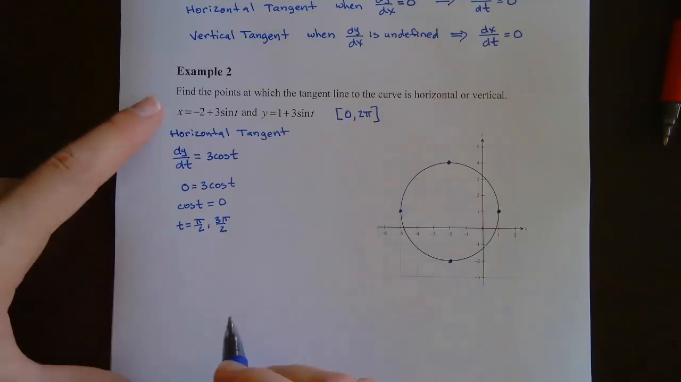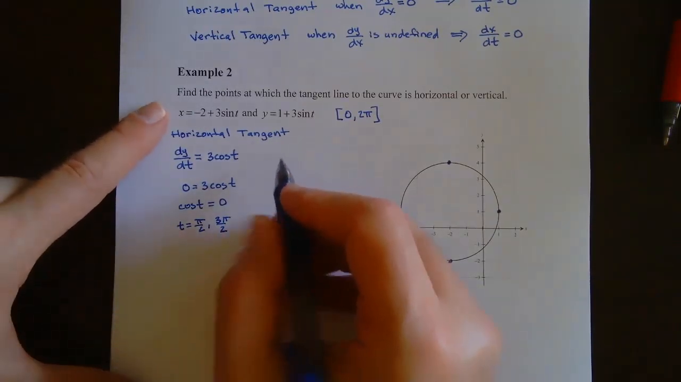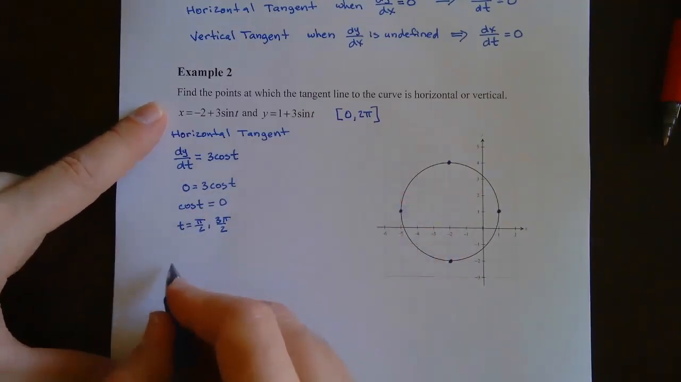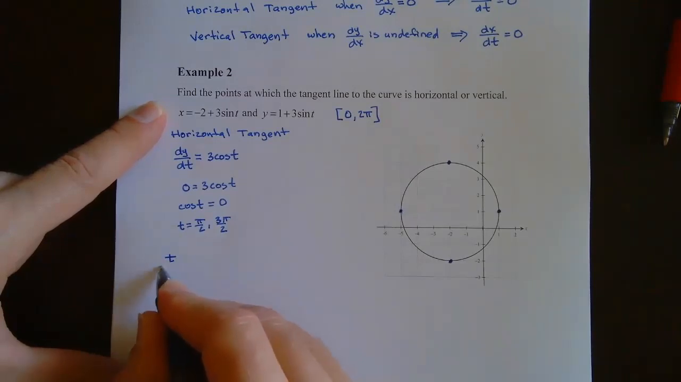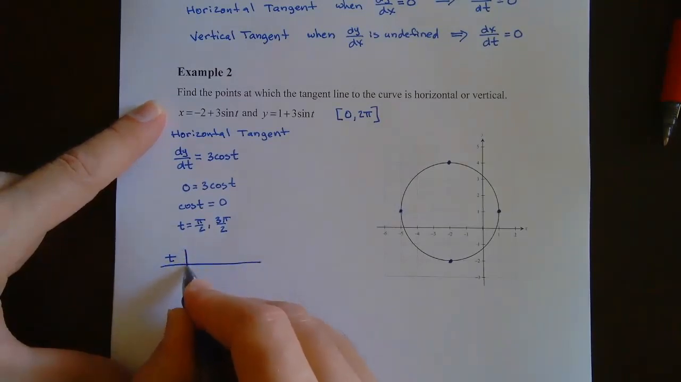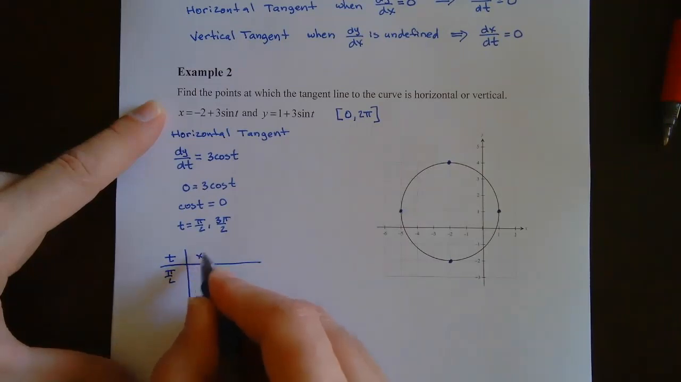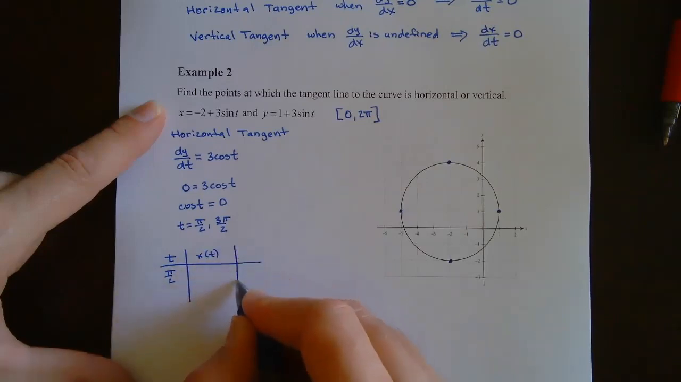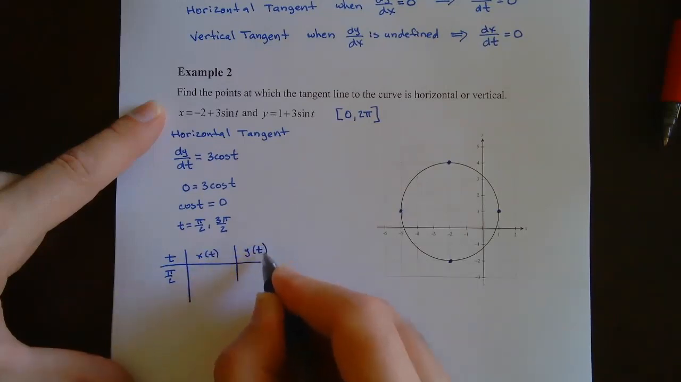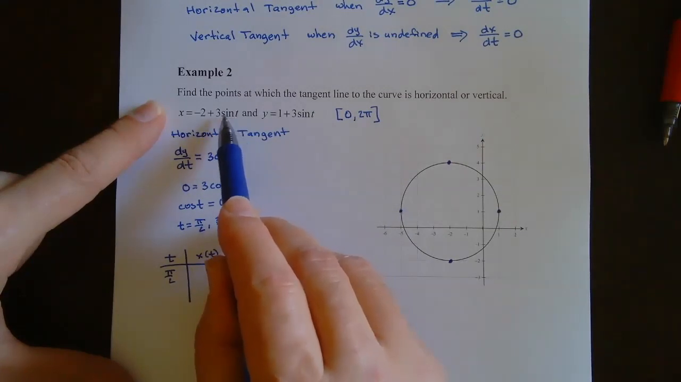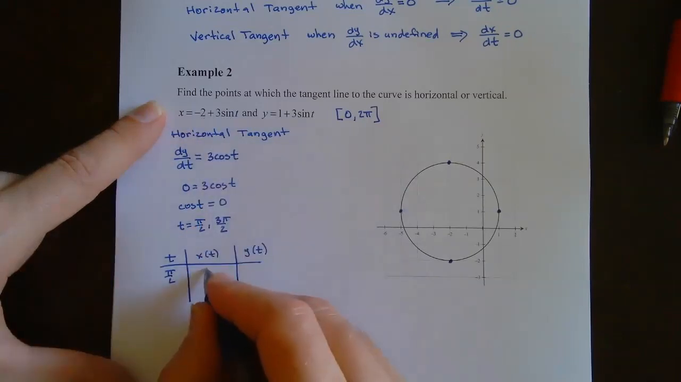All right, so I'm going to make a little table, right here, down here. So I have t, and this is going to happen at pi over 2, and we're going to have x of t and y of t. Sine of pi over 2 would be 1, right? And so 3 times 1 is 3, with the negative 2 makes 1. So this would be 1.